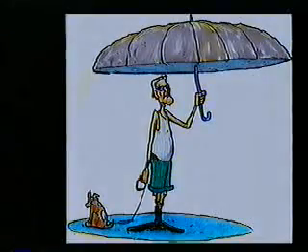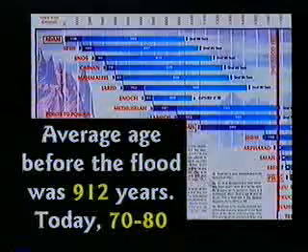Anyway, concrete will stop X-rays, lead stops X-rays, and water stops X-rays. Several other things stop them. And if there was a layer of water above the earth before the flood, that would explain why people lived so long. Before the flood, they lived an average of 912 years.